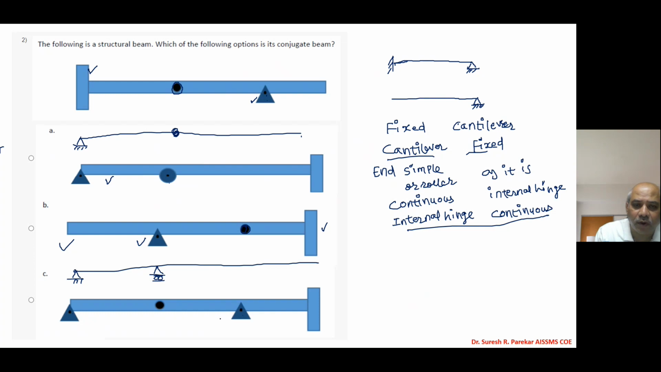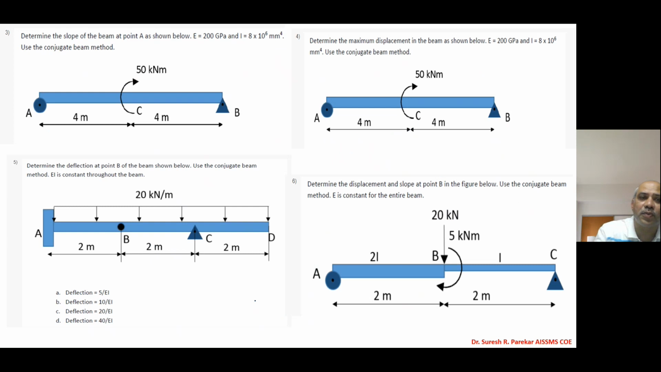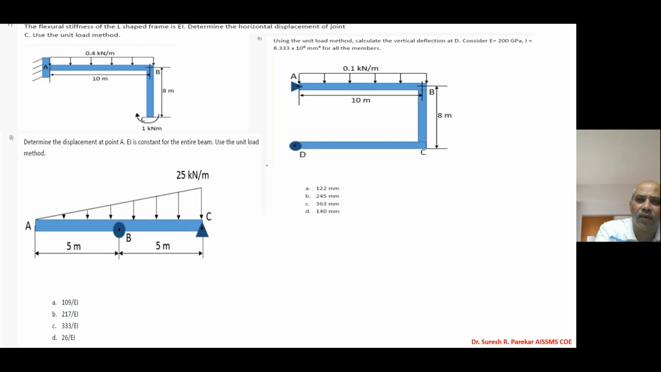Then we have continuous support becomes internal hinge, and fixed becomes cantilever. So likewise, we have to plot this conjugate beam. We will most probably have a question on this. And then again, we have slope and deflection. Then you have to decide which method you have to go for. So the same we have over here.